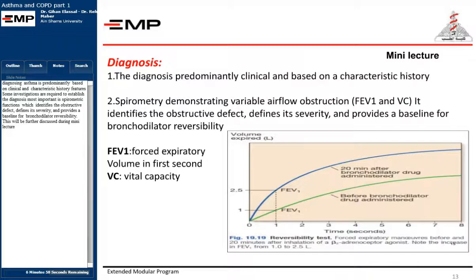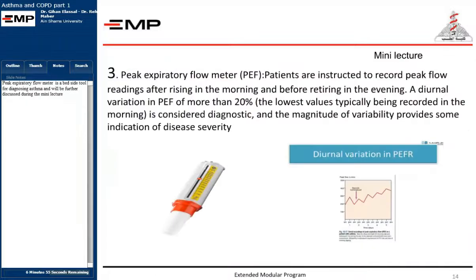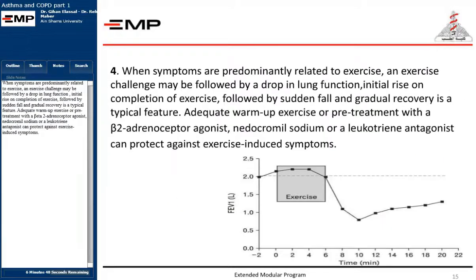This will be further discussed during the mini-lecture. Expiratory flow meter is a bedside tool for diagnosing asthma and will be further discussed during the mini-lecture. And if symptoms are predominantly related to exercise, an exercise challenge may be followed by a drop in lung function. An initial rise on completion of exercise, followed by a sudden fall and gradual recovery, is a typical feature. Adequate warm-up exercise or pre-treatment with a beta-2 agonist, nedocromil sodium or a leukotriene antagonist can protect against exercise-induced symptoms.